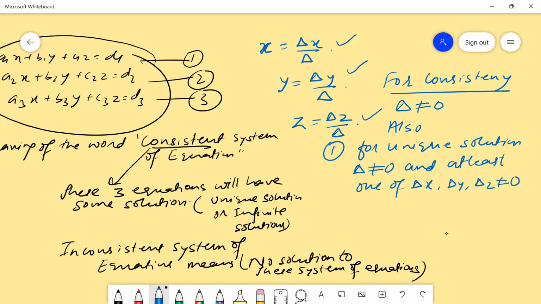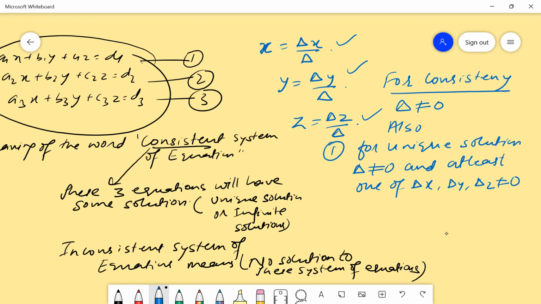See, if delta not equal to 0, but your all numerators delta x, delta y, delta z are 0 at the same time, then you will get x, y, z all equal to 0. And that is not a unique solution. Kind of unique solution, you can say. Because if your xyz is 0, then this d1, d2, d3 ultimately will become 0. So I am not interested in that solution. The unique solution means xyz not 0 at the same time.